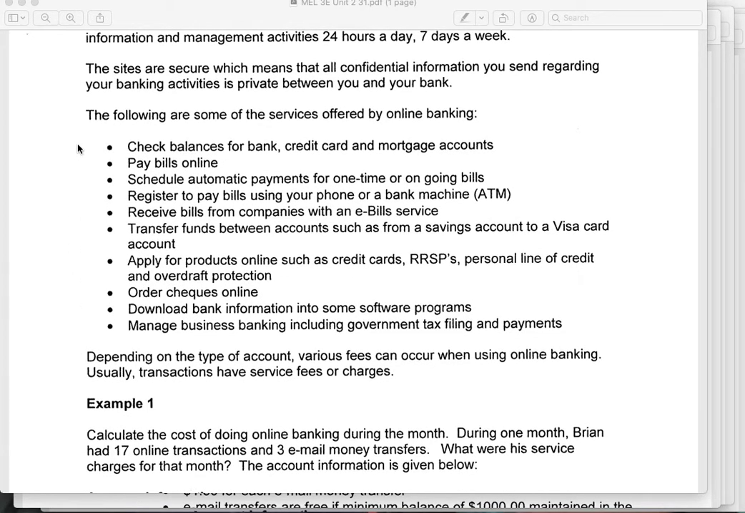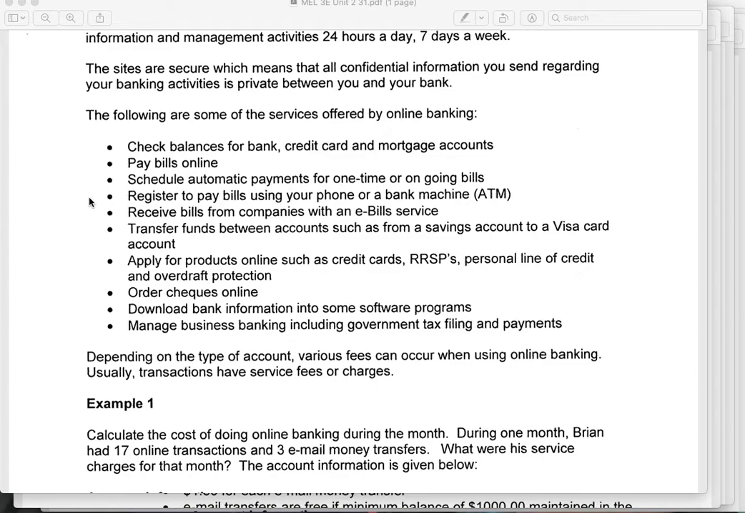Check balances for bank, credit card, and mortgage accounts. Pay bills online, schedule automatic payments for one-time or ongoing bills. So if you have a bill that you regularly get that's the same cost, you can set up an automatic withdrawal. Register to pay bills using your phone or a bank machine, so an ATM. Receive bills from companies with an e-bills service. Transfer funds between accounts, such as from a savings account to a Visa card account.